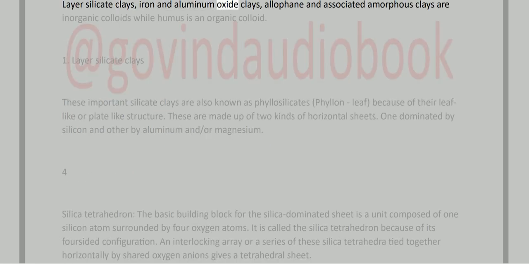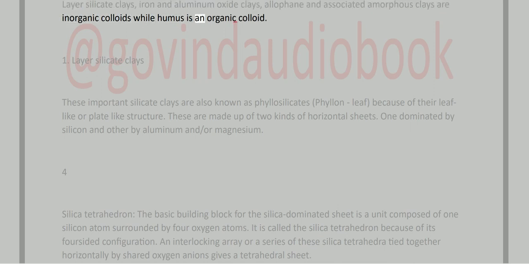Types of soil colloids. There are 4 major types of colloids present in soil. 1. Layer silicate clays. 2. Iron and aluminum oxide clays, sesquioxide clays. 3. Allophane and associated amorphous clays. 4. Humus. Layer silicate clays, iron and aluminum oxide clays, and allophane and associated amorphous clays are inorganic colloids, while humus is an organic colloid.